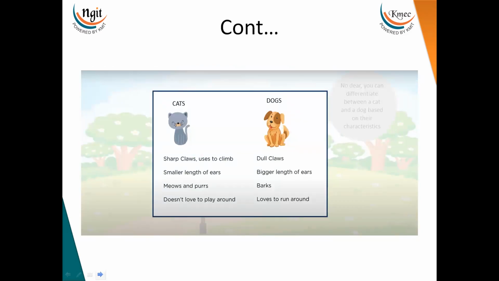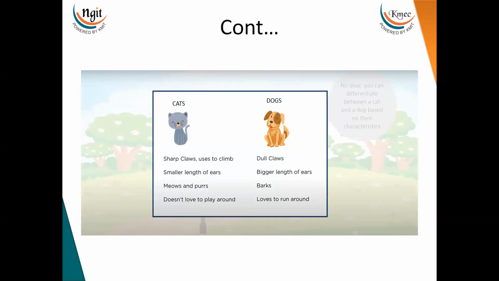We know there is a difference between cat and dog. A cat has sharp claws used to climb. Dogs have dull claws. A cat has smaller ears, but comparatively a dog has bigger ears. A cat will meow or purr, a dog will bark, and a cat doesn't love to play around, but a dog loves to play around with human beings. So this is the basic difference between cat and dog, which we know.